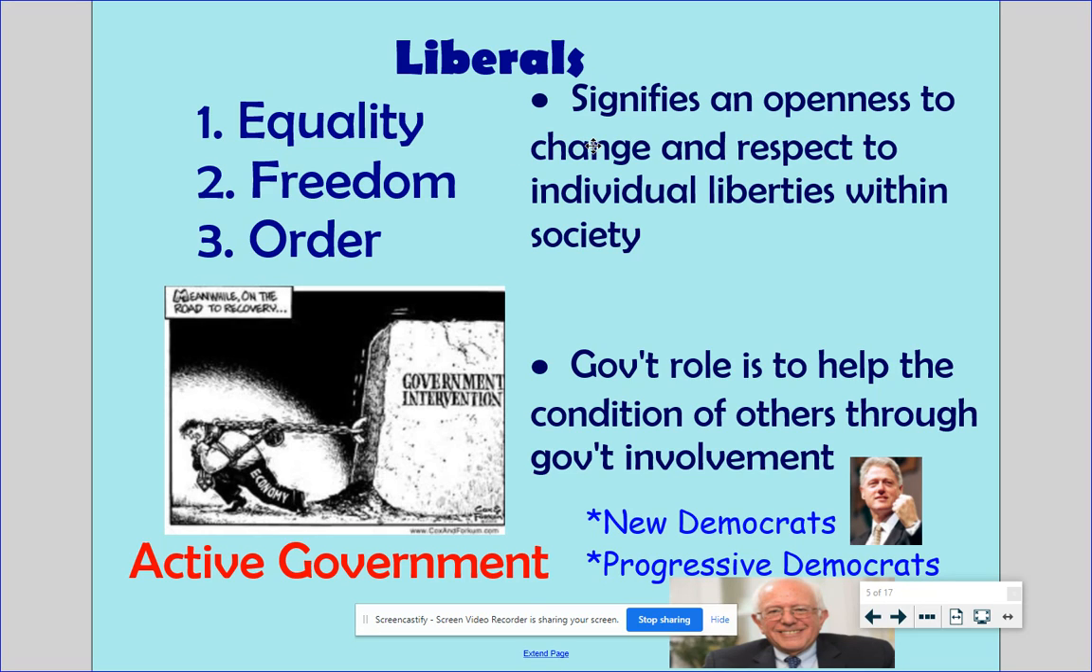The liberal ideology signifies an openness to change and respect for individual liberties within a society as long as equality is being achieved. And it's the government's role to help the condition of others through government involvement. In the United States, the party that more closely aligns with that would be the Democratic Party. But within the Democratic Party, there are different types of Democrats that disagree or agree on the scope of how far to go with equality.